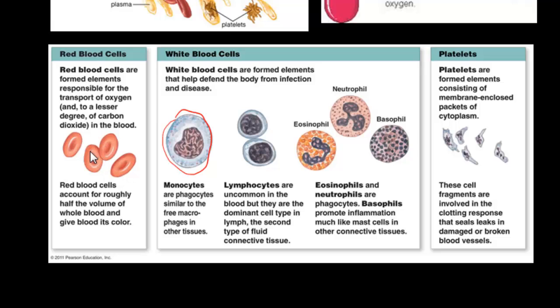Red blood cells are the fourth component of blood, and these are cells that are sort of donut-shaped. You see them over here. They have a little dimple in the middle, and these are the cells that carry oxygen throughout the blood. They carry a little bit of carbon dioxide as well, but not too much. It's mostly for carrying oxygen.